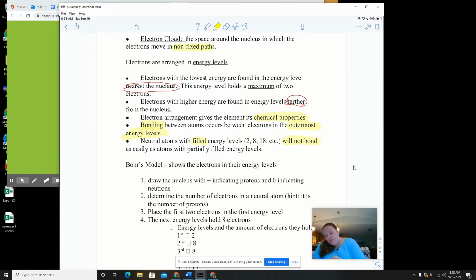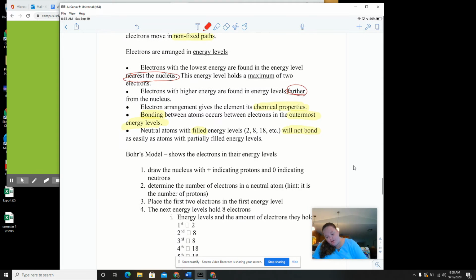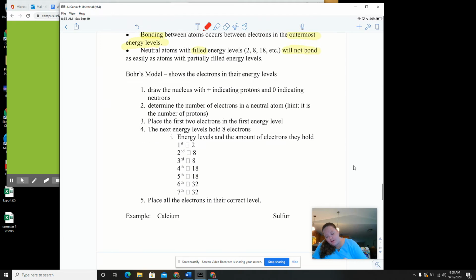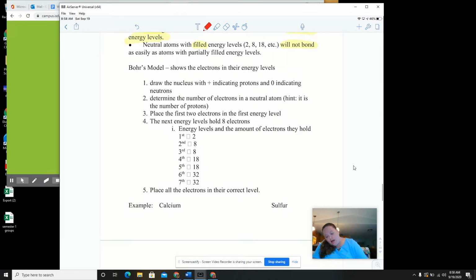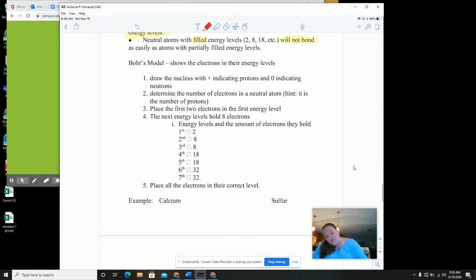All right, so we're going to do Bohr's model. We're going to show these electrons in their energy levels. And what we're going to need to do is use our periodic table. Yes, the periodic table is the first thing that we're going to need today.